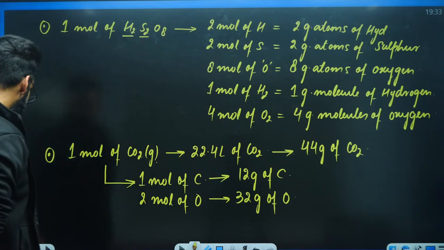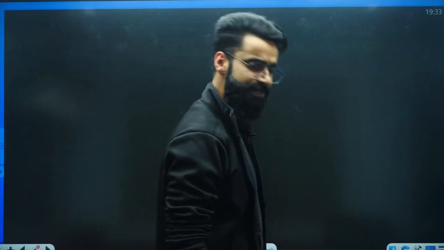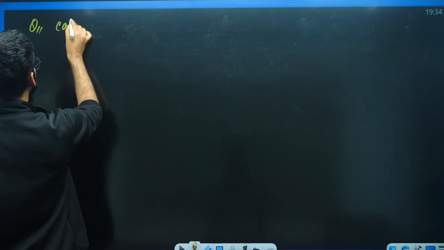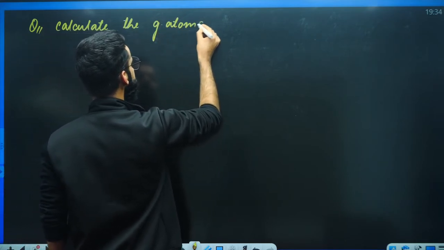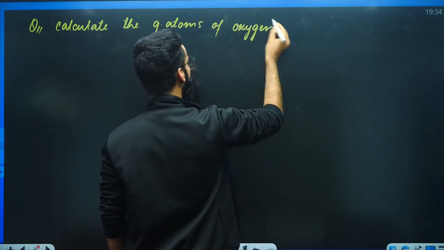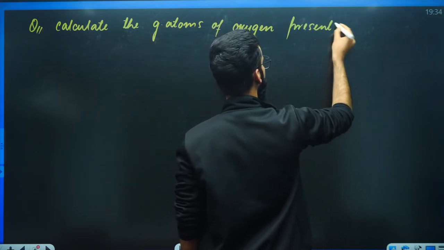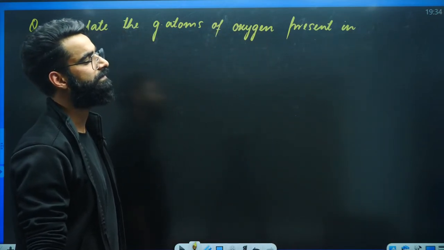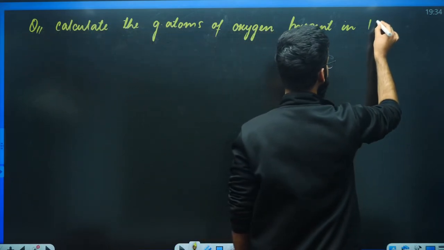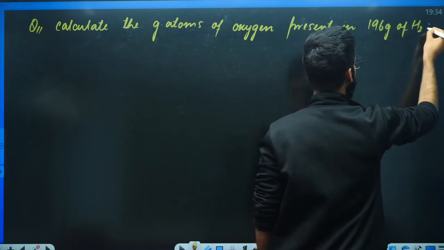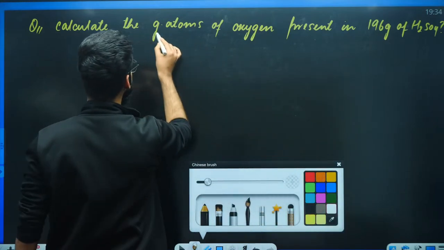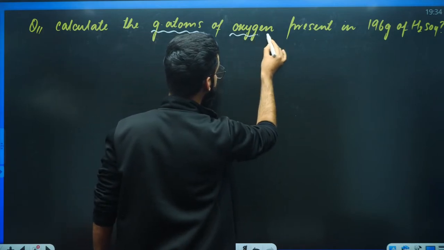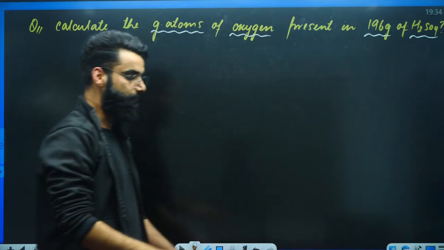Yeah? Okay. So if it is clear to you, let's try to solve one simple question. Let's say the question is, calculate the gram atoms of oxygen present in 196 grams of H2SO4. This is the question. Can you give it a try? Calculate the number of gram atoms of oxygen present in 196 grams of H2SO4. Can you do it?